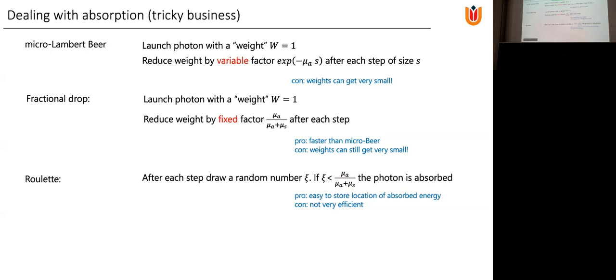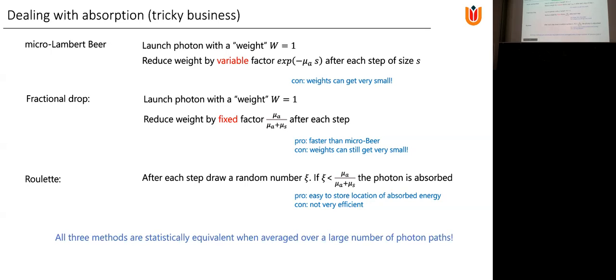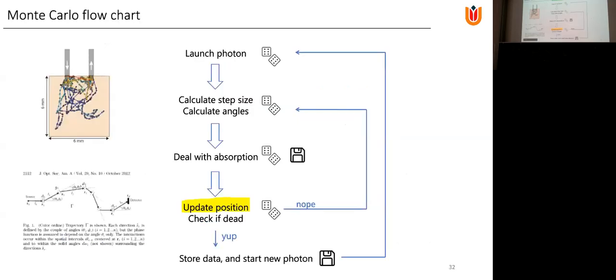Okay. The weights can get very small. That is also a drawback, but we'll come to that in a moment. All these three methods are statistically completely equivalent. It does not matter which of these three you use. In the end, you will get the same amount of photons at the detector, either by adding the weights or by just counting the photons which are not absorbed. So it is purely a matter of what kind of simulation you want to do. Are you interested in finding where the light is absorbed? Then you would pick this one. If you need a fast simulation, you would probably pick the other one.